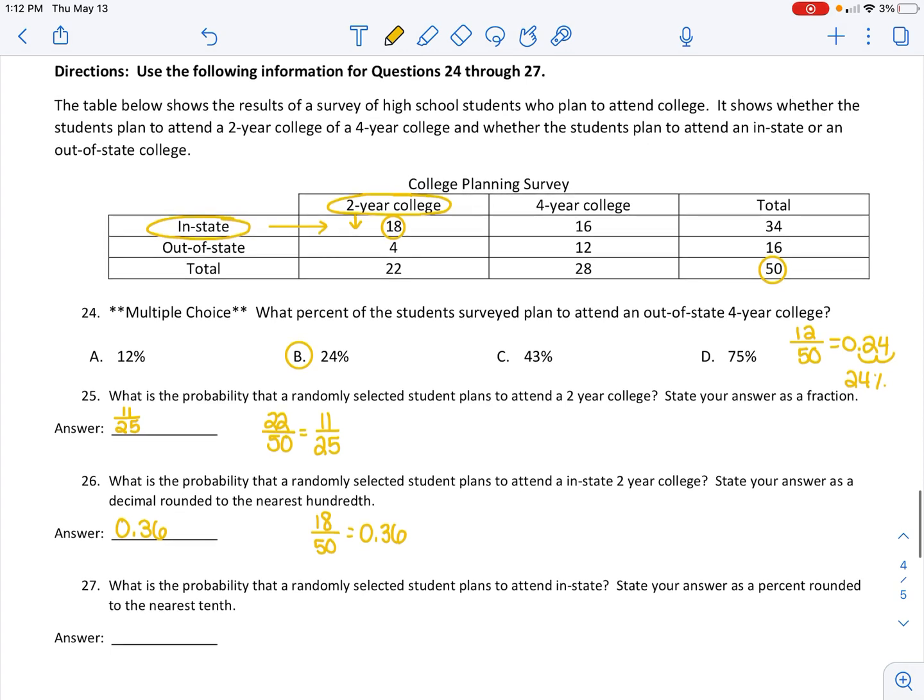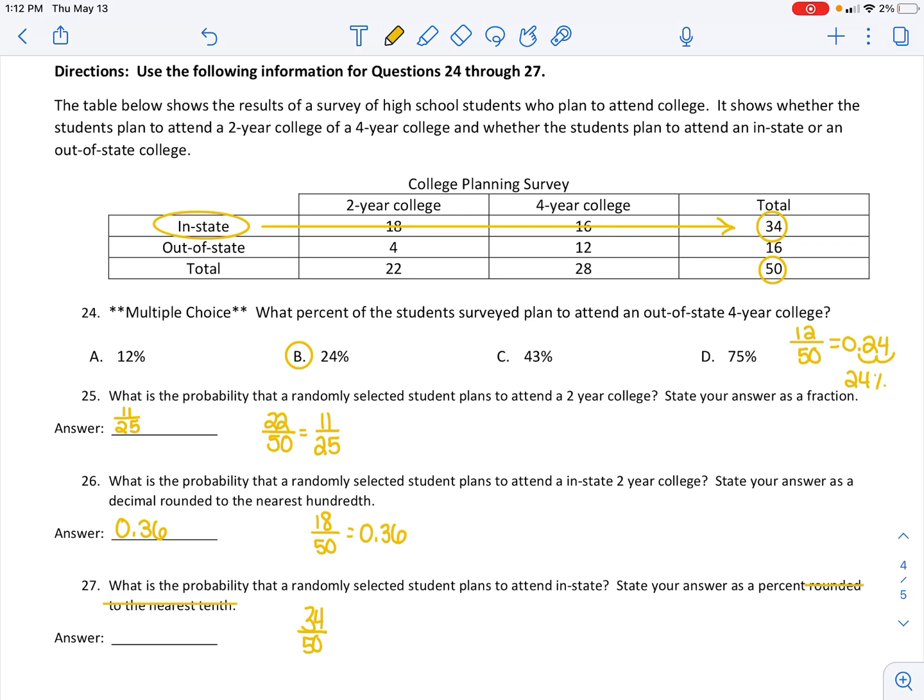For the very last question, it says, what is the probability that a randomly selected student plans to attend in-state? So we're only looking at our in-state kiddos. So if we're only looking at in-state, we're going to follow that all the way to the total of in-state students, and that's going to be 34. So we have 34 out of the total of 50. And this time it says state your answer as a percent, and we're just going to give it to the nearest percent.